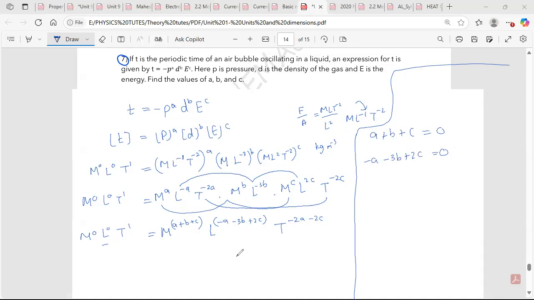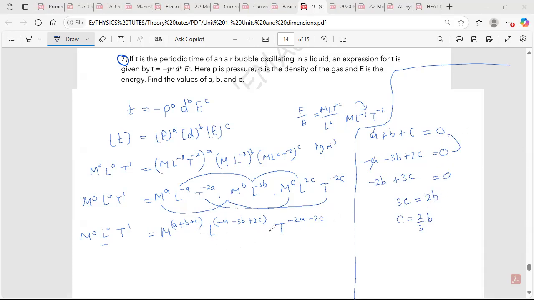You can add these two if you want, no? Both are 0, so you can add them. Then you again get 0 anyways. If you add them, A minus A gets cut. B minus 3B is minus 2B. C plus 2C is 3C. So 3C is equal to 2B gets sent to the other side. It becomes plus 2B. C equals 2 over 3B. Right? C equals 2 over 3B.